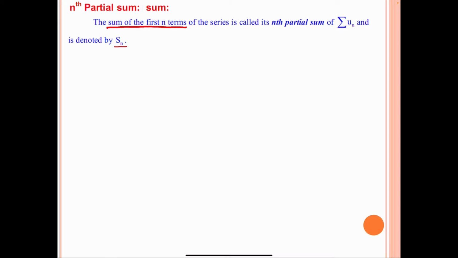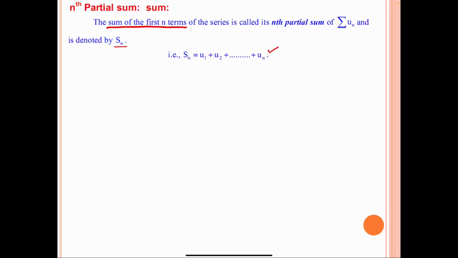Clear? The sum of first n terms of the series summation un is called its nth partial sum and is denoted by Sn. That is, Sn can be written as u1 plus u2 plus and so on plus un. So Sn is represented by this.